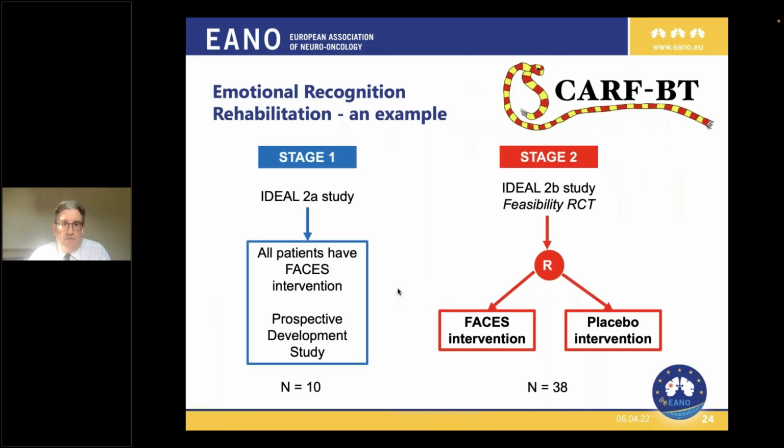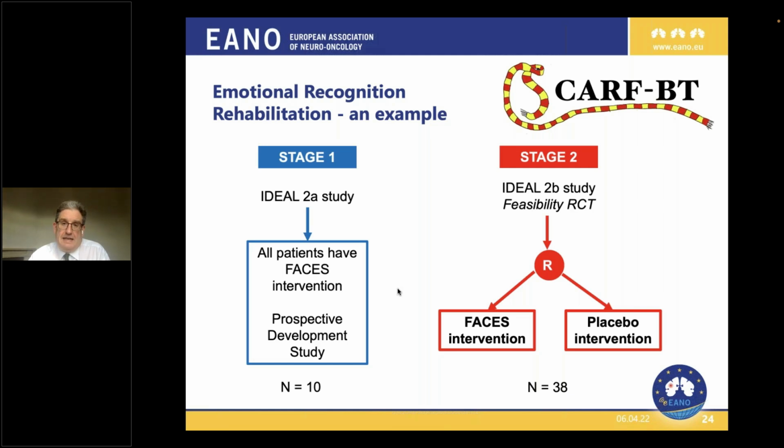And the way this can be done is either through a prospective collaborative observational study or a feasibility randomized controlled trial. And here's an example of work that we're doing at the moment, looking at a rehabilitation technique, a home-delivered rehabilitation technique that has been developed for patients with brain injury that we are adapting for neuro-oncology patients. And we have set it into 2 stages. The first stage is the IDEAL 2A study, where all patients will have the intervention. And we're basically learning how we deliver the intervention and what's the best way of doing it. And at the end of this stage, we hope to have a technique, and also we'll have some information about whether or not we think we can use this intervention in patients. And we'll have a go, no-go decision made at the end of this stage.